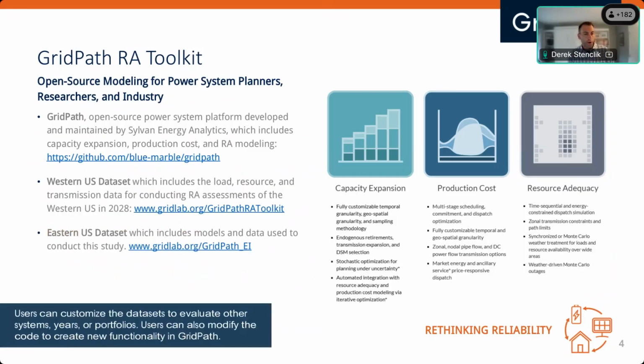So, a quick note on the GridPath RA toolkit. Again, this is an open source model for power system planners and researchers. Big shout out to Elaine Hart and Anna Maleva at Sylvan Energy Analytics. We're really standing on the shoulders of giants with this work. They put out about 2 or 3 years ago the Western US data set for the GridPath RA toolkit, which performed a wide area adequacy assessment of the Western Interconnection. We're really, I want to say, replicating that, but taking those lessons learned and applying it to the Eastern Interconnect. And again, building on a lot of the work they did before us.